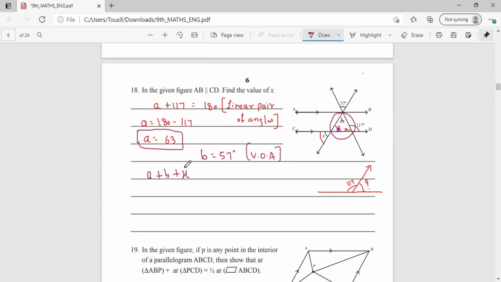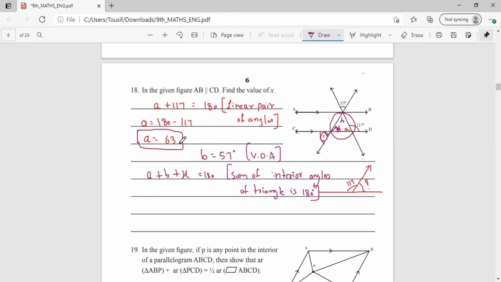We consider the other interior angle of the triangle as X itself, because this is already the X, which is the exterior angle. So the opposite of that also will be a similar angle, right? Based upon the vertically opposite angle. So we consider that as X itself. So A plus B plus X is equal to 180. The reason: we are going to write down, sum of interior angles of a triangle is 180 degree.